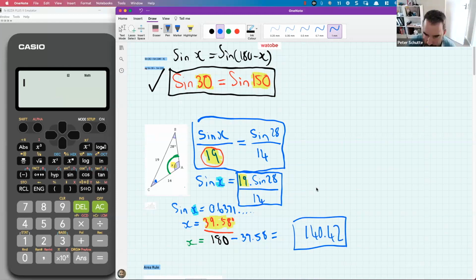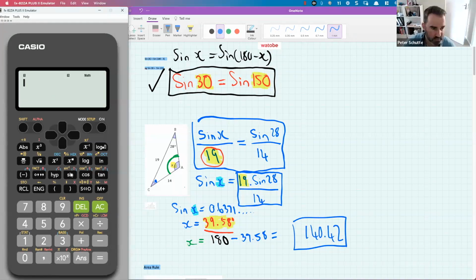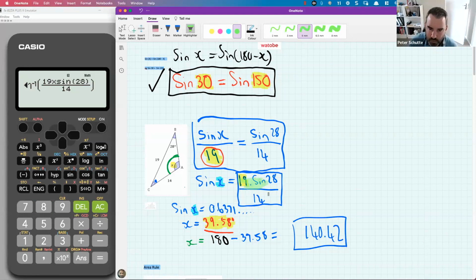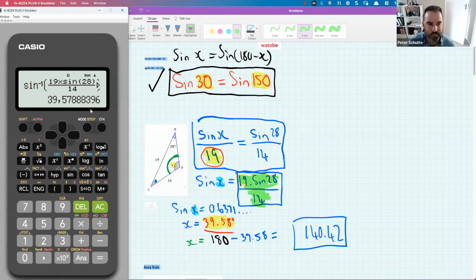Okay, so Annie's asked, how did I get my x value like this? What I did is I'm just going to go shift sine, and then this value over here, I'm going to put that inside here. So I'm going to go 19 times the sine of 28 over 14. And so all I'm really doing is I'm taking this bit over here and I'm saying, what is inverse sine of that? And if I do that, I get 39.58, which you see on my calculator.